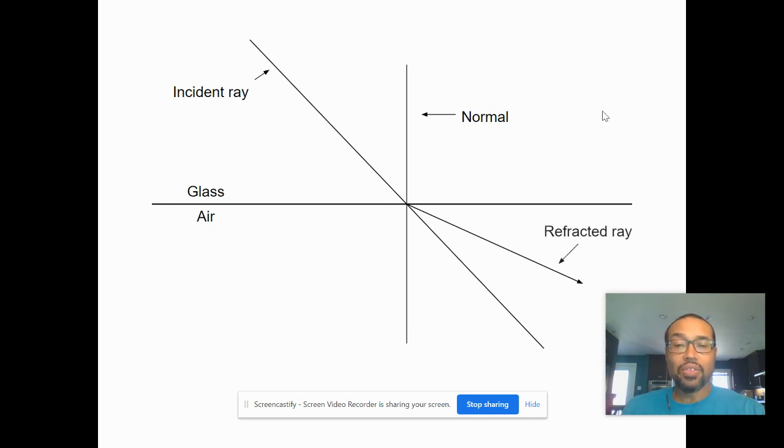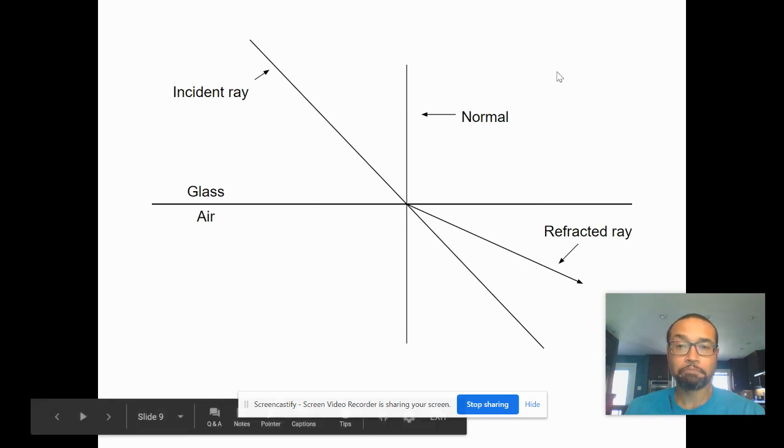And again, the degree to which that bends or refracts will depend on the differences in the densities of those two substances. The greater the difference, the more that light ray bends. And in this case, if it was something super dense, like perhaps diamond on the top, it would bend severely away from that normal.